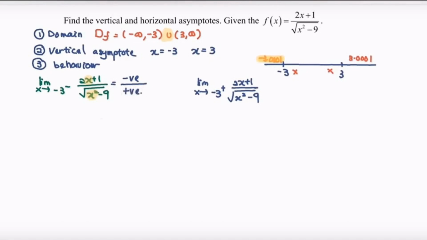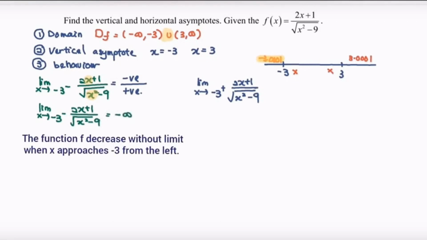So as a conclusion, the limit when x approaches negative 3 from the left for the function is negative infinity, meaning that the function f decreases without limit when x approaches negative 3 from the left.